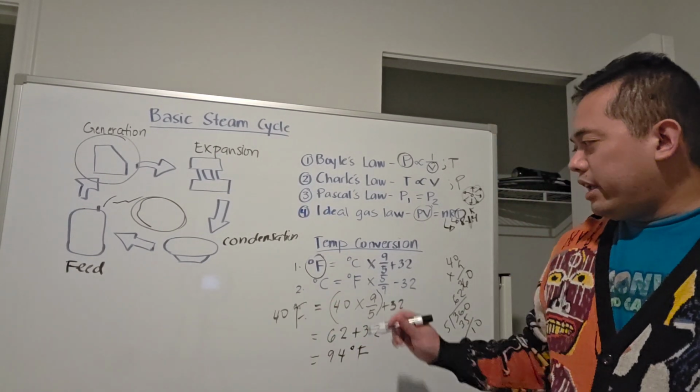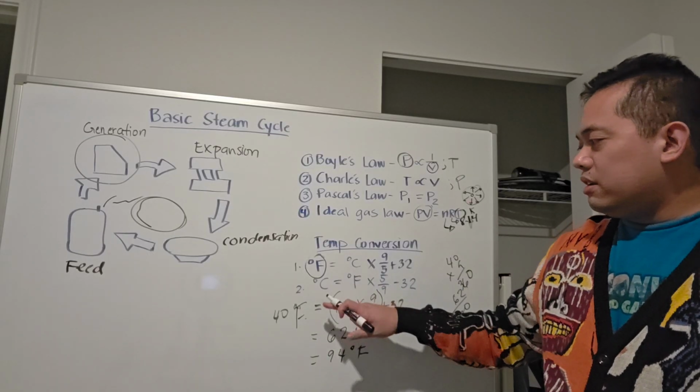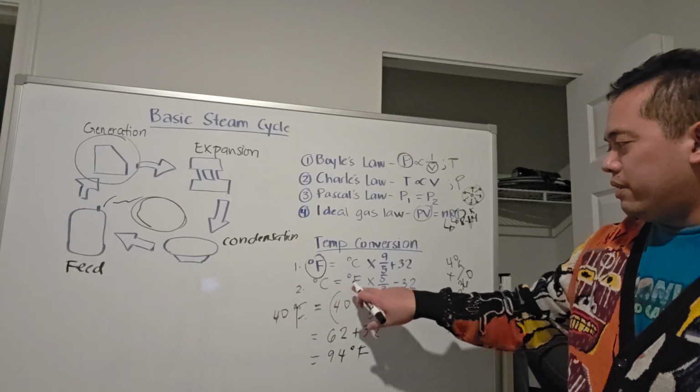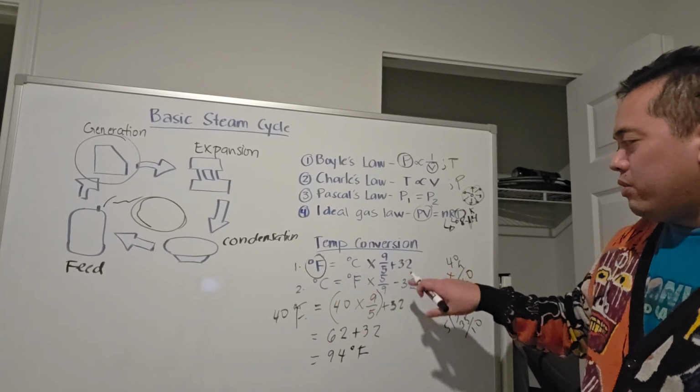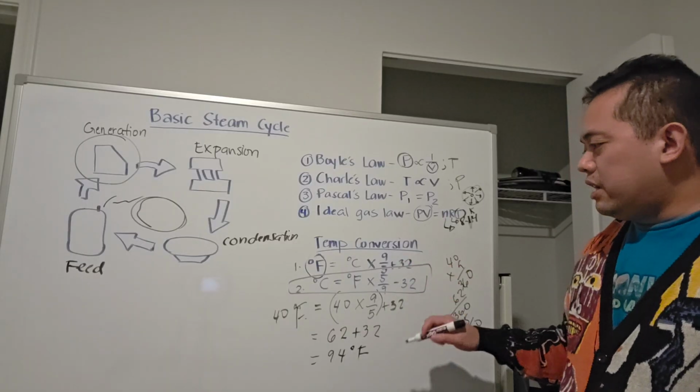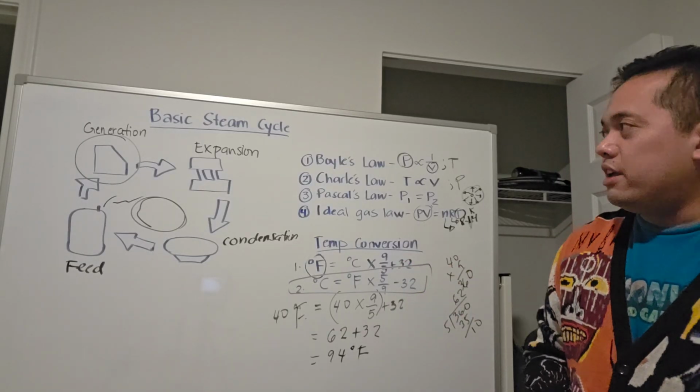Alright, and then if you convert Fahrenheit to Celsius, it's gonna be this formula: degrees Fahrenheit minus 32 times 5/9. So just follow this one, and that should help you get the correct answer.